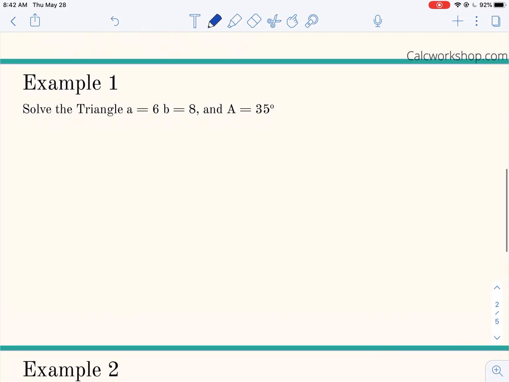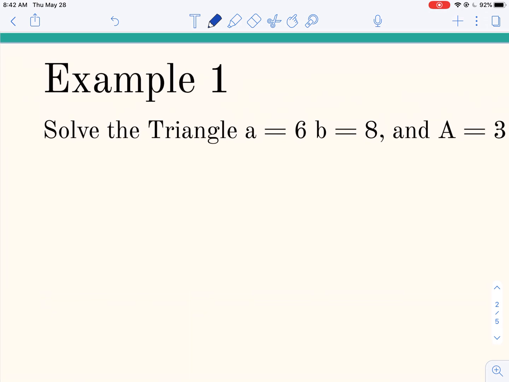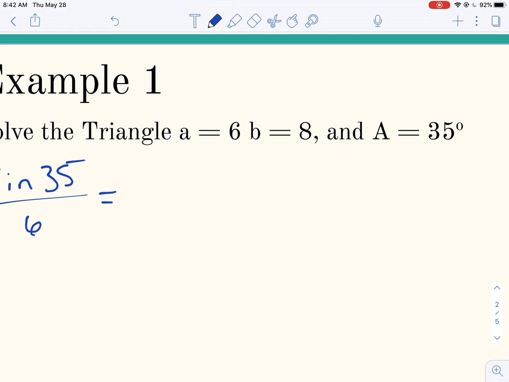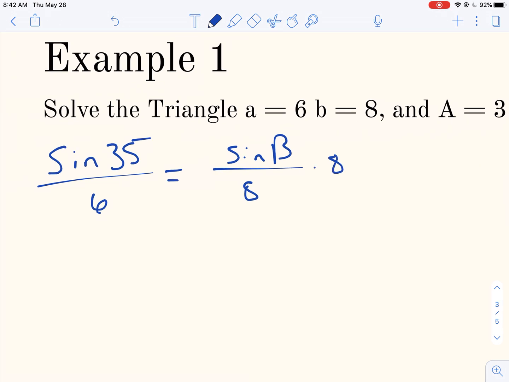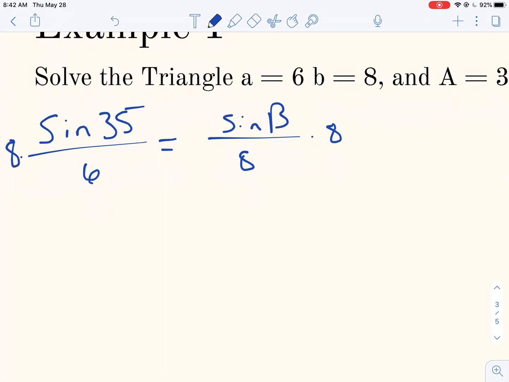So I've got two sides here. Solve the triangle. A is equal to 6, B is equal to 8, and then A is equal to 35 degrees. So I set this up. Sine of 35 over 6 is equal to the sine of B over 8. All I have to do here is multiply both sides by 8. I could cross multiply, but that's unnecessary, especially when I have my numerator here. So then 8 times the sine of 35 divided by 6 is equal to the sine of B.